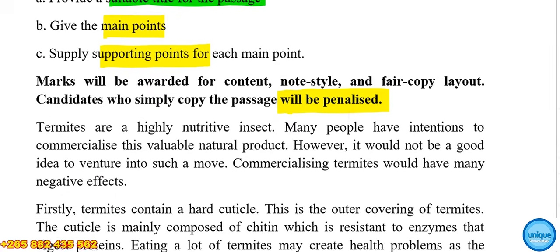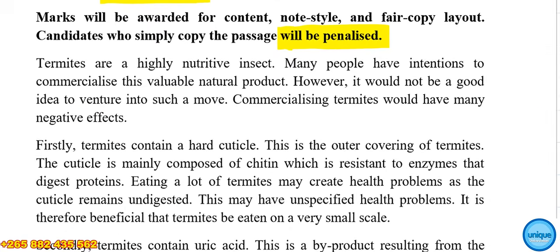Here's the key. The title comes from the first lines of the first paragraph. Also, if it is difficult, the title can be found in the conclusion, the writer's ending. So this is our first paragraph. It says termites are highly nutritive insects. Here I'm going back to see why. I see that many people have intentions to commercialize this valuable natural product.